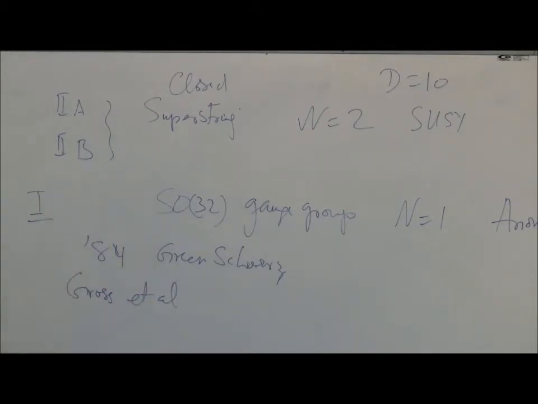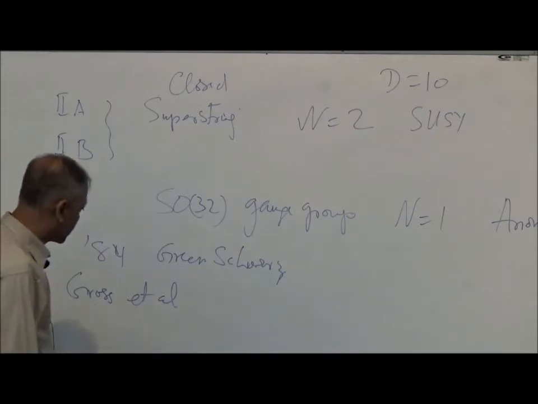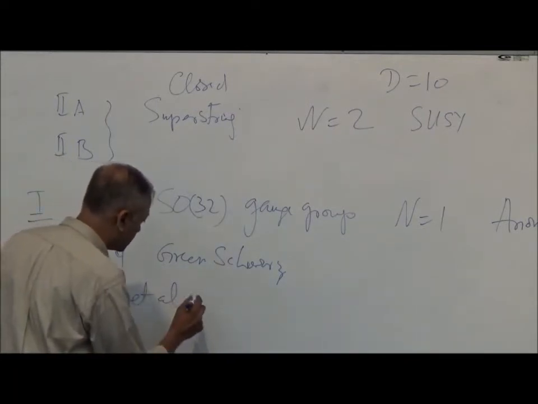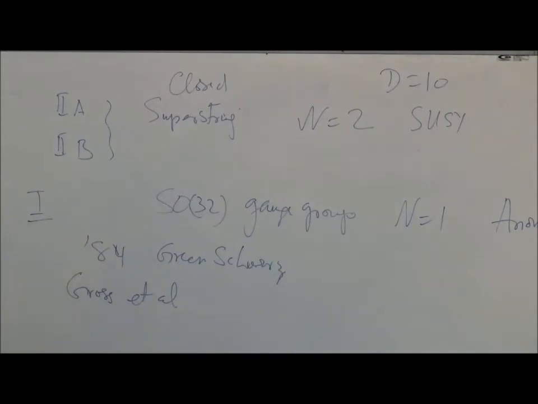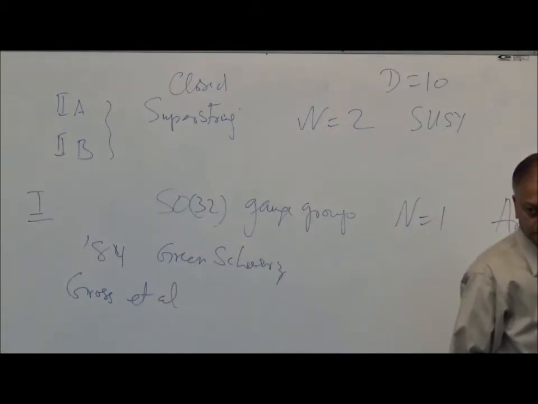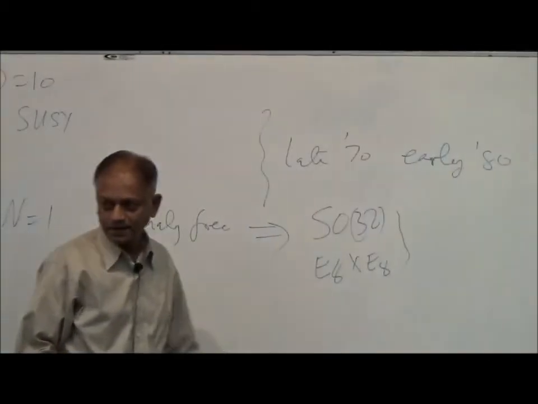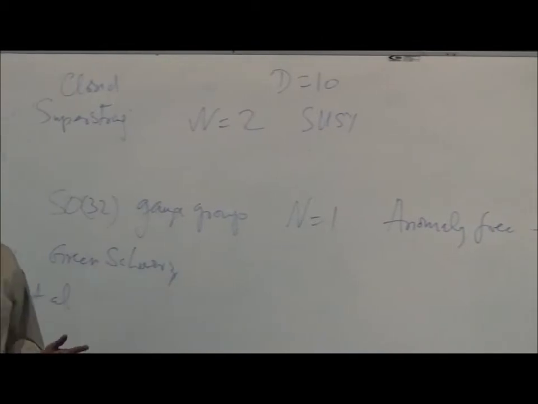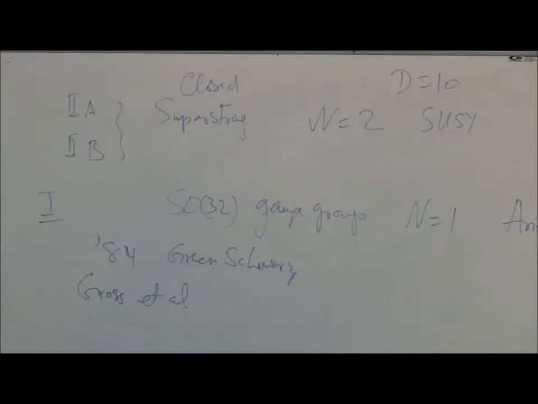Gross, Harvey, Martinek, and Rome. So this paper came out, probably again late '84, maybe December of '84 or January '85. And what they did was to actually obtain also a string theory description for the E8 cross E8 case. And again, it's n equal to 1. So how did they obtain that?